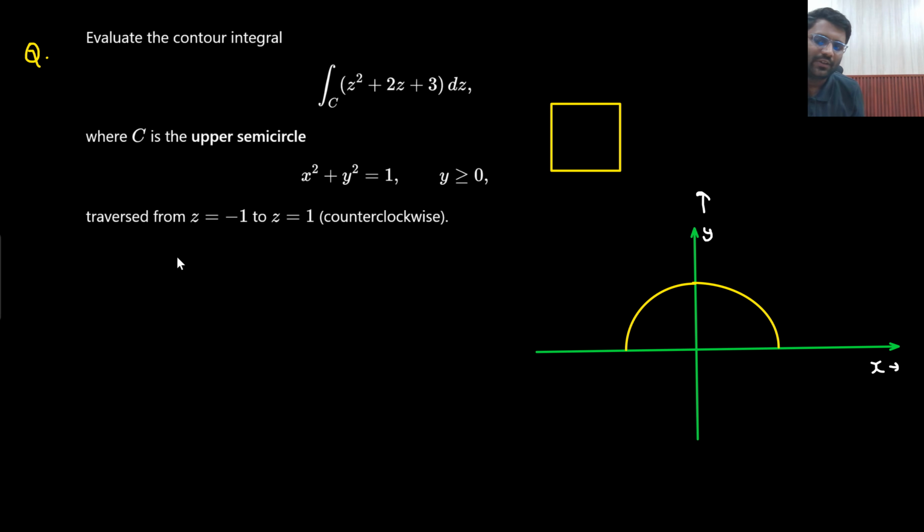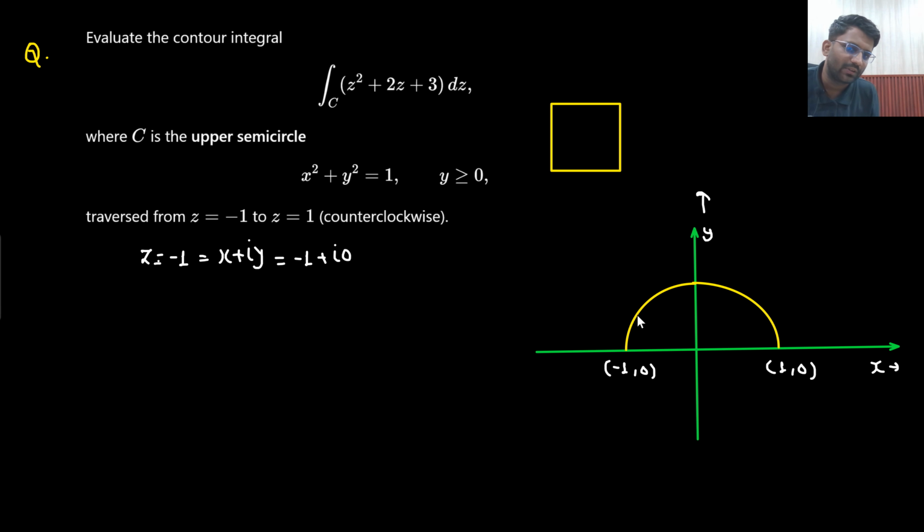What is the meaning of z equals minus 1? Z is nothing but x plus iota y, so that is minus 1 plus iota 0. That means this is your (minus 1, 0), and this is your (1, 0). So from minus 1 to 1 you are going. So it is not counterclockwise, it is clockwise only.